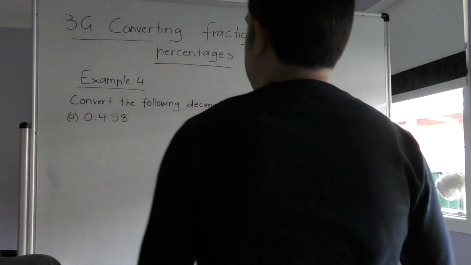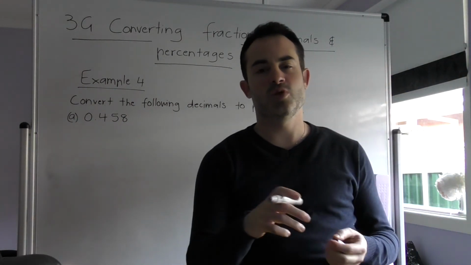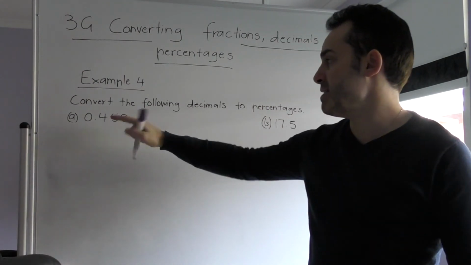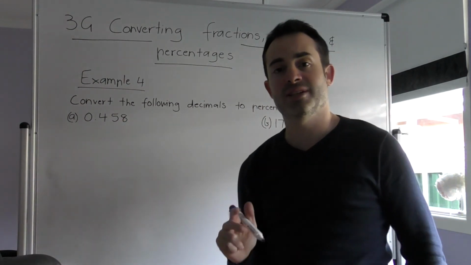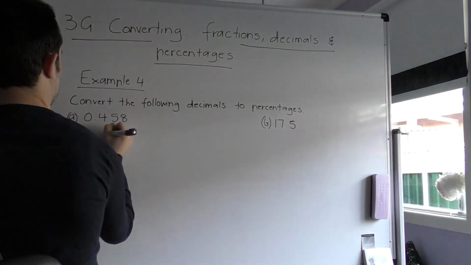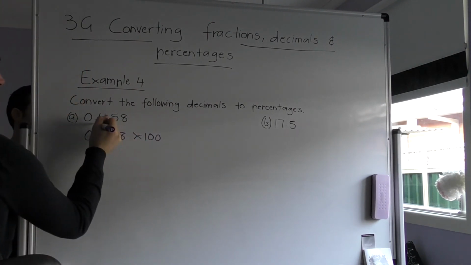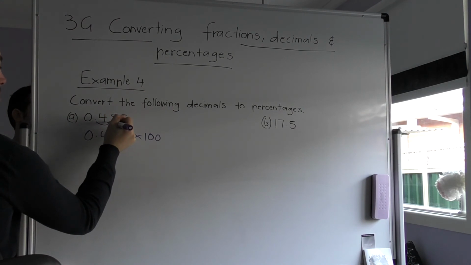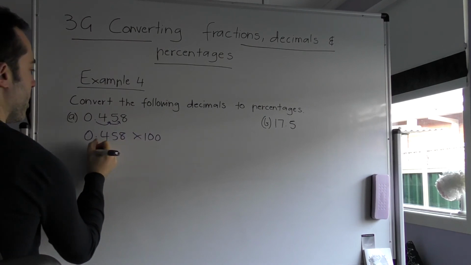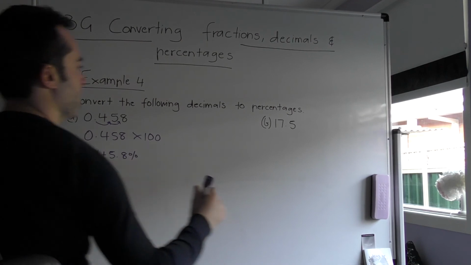Finally, we have the final example which says convert the following decimals to percentages. Converting decimals to percentages is very easy. All we have to do is move the decimal place. So it's basically, we have to times the decimal by 100 and then it will be converted to a percentage. So, first one, 0.458, we're going to times it by 100. The decimal place is here, we're going to move it 2 places to the right. So we go 1 and 2, so then we're going to end up with 45.8%. So the first one's done.